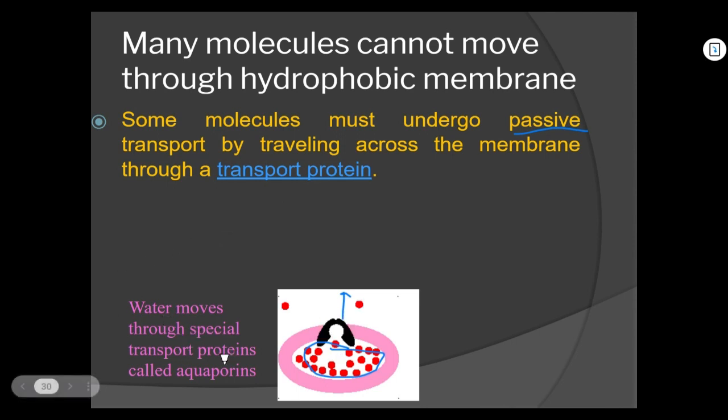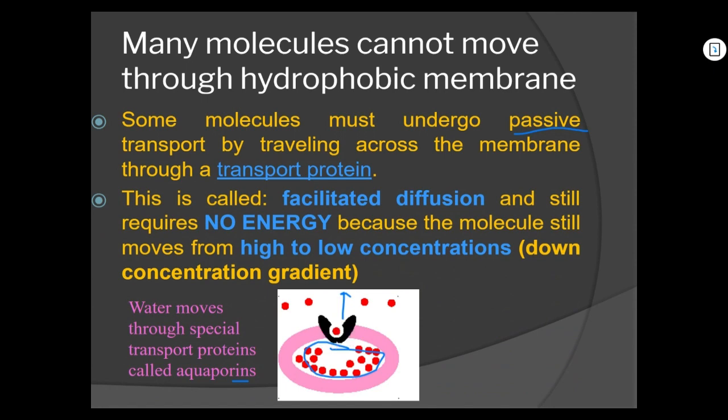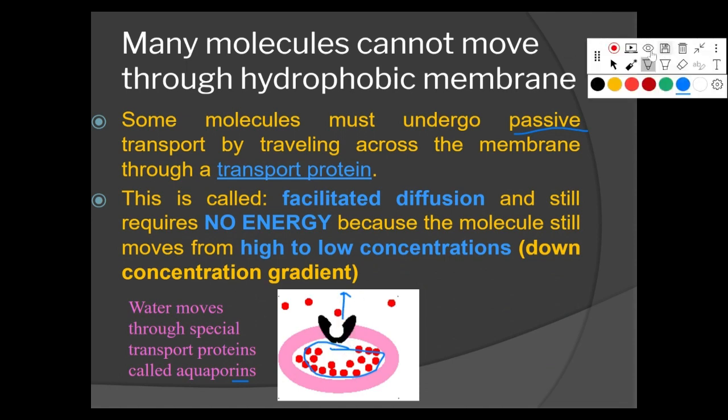Water moves through special transport proteins called aquaporins. And I mentioned this before a while back, but remember, if something ends in "in," it's most likely a protein, right? And so this black thing right here is that aquaporin, and it's letting water move through there in this case. This is called facilitated diffusion and still requires no energy because the molecules are going from high to low concentration.